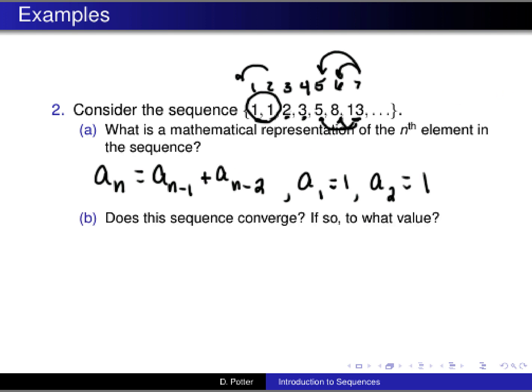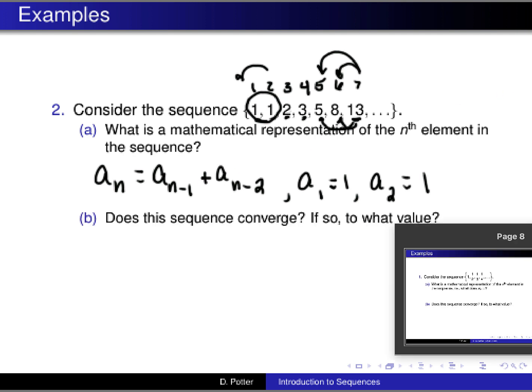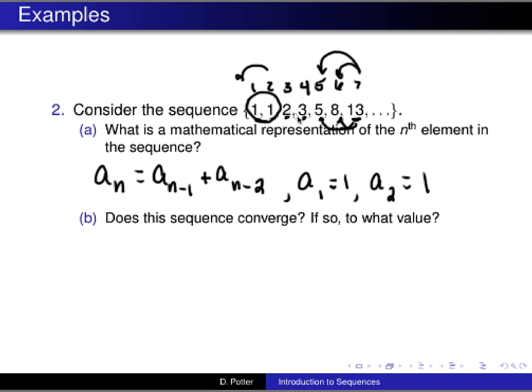Now, same question, does this sequence converge? And hopefully you can see, oh, heck no. This series is going to go off to infinity. I'm just adding two consecutive positive numbers, which is always going to be bigger than what I started with. So no, it doesn't. The limit as n goes to infinity of a sub n is itself infinity. So it does not converge.